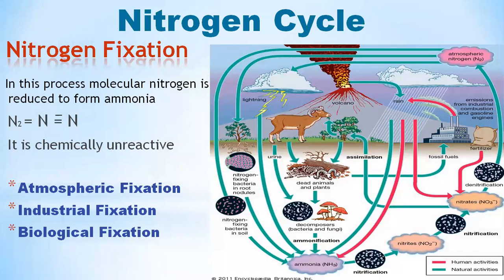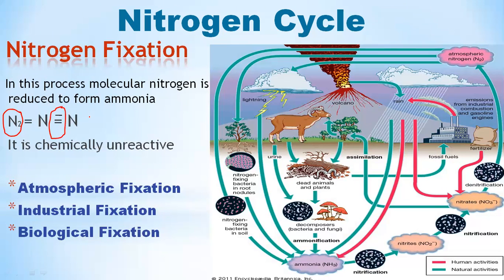That is done by bacteria. Let's talk about the next step of the nitrogen cycle, that is nitrogen fixation. This is the process in which the molecular nitrogen present in the atmosphere is reduced to form ammonia. Nitrogen is in molecular form, and both atoms are bound by a triple bond, so they form what we can call an inert gas.